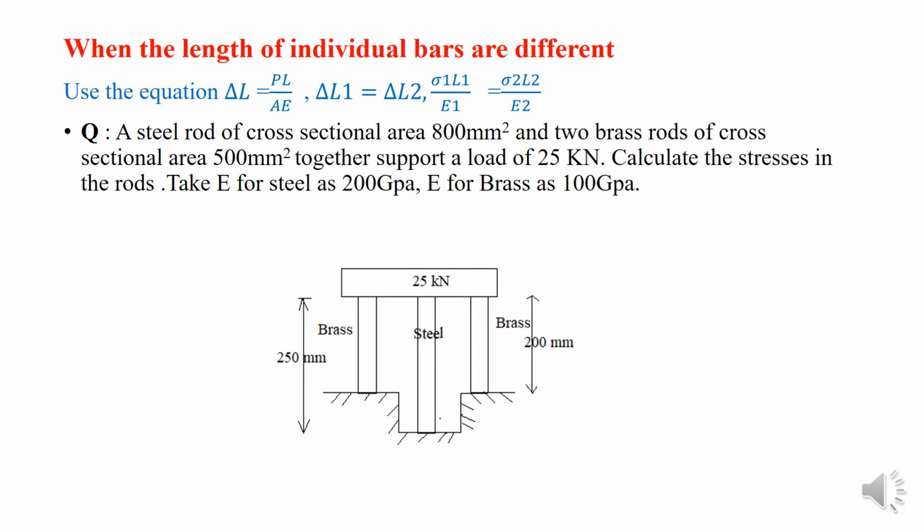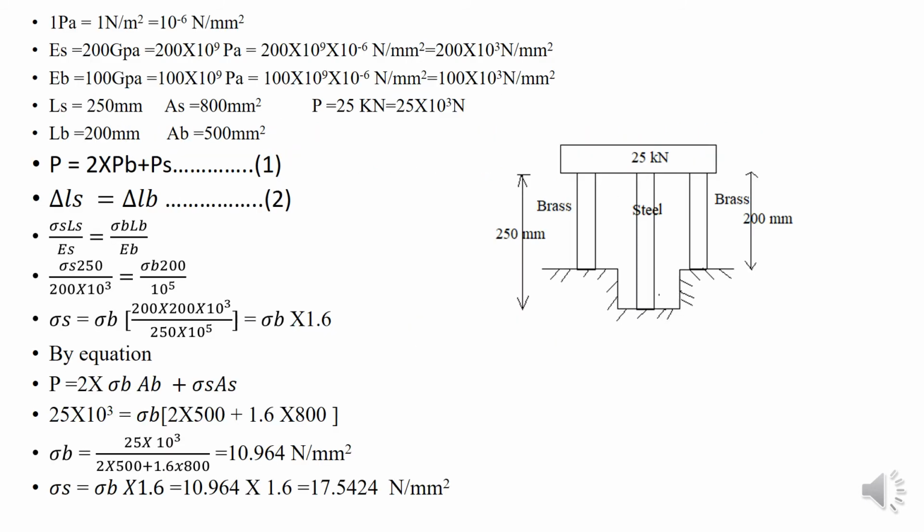Here you can see the steel rod has a length of 250 mm and the brass rod has a length of 200 mm. So in case of different lengths, we have to use that the deformation will be the same. We cannot say the strain will be equal. So the load will be shared by the two brass bars plus one steel bar. So 2 into PB plus PS is equation number 1, and also delta LS is equal to delta LB. So write the deformation in terms of sigma: sigma S LS divided by ES is equal to sigma B LB divided by EB.